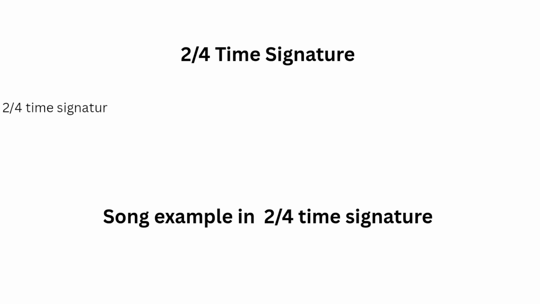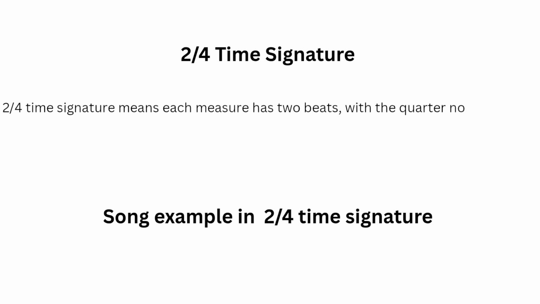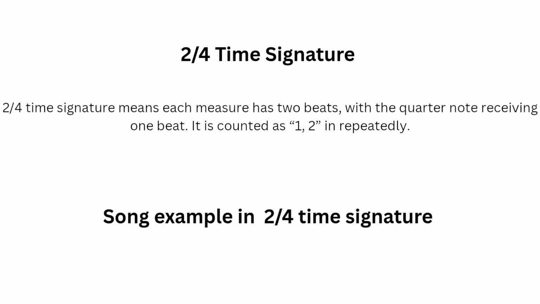2 by 4 time signature. 2 by 4 time signature means each measure has 2 beats, with a quarter note receiving 1 beat. It is counted as 1, 2, 1, 2, repeated. Song example of 2 by 4.